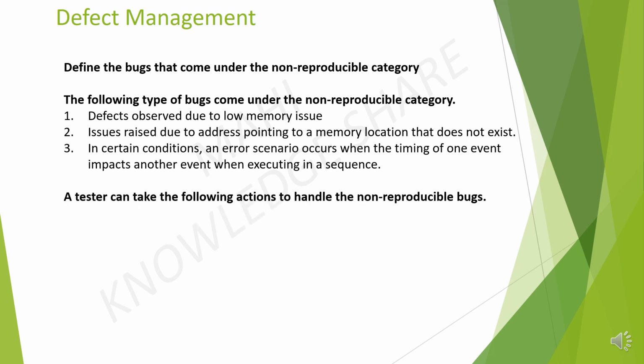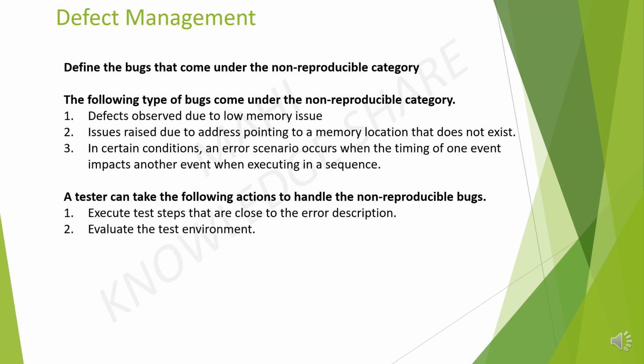A tester can take the following actions to handle the non-reproducible bugs. 1. Execute the test steps that are close to the error description. 2. Evaluate the test environment. And the last, examine and evaluate test execution results.